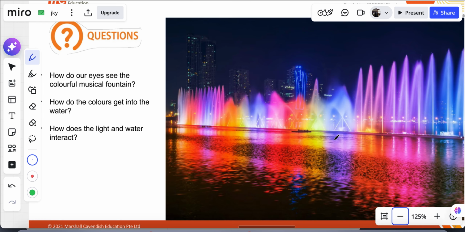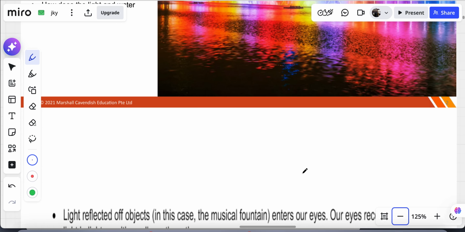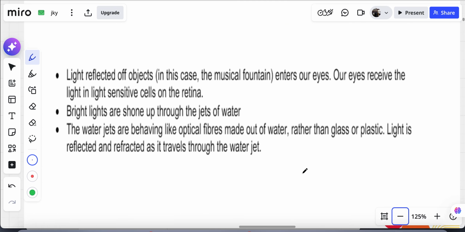Now, how do the colors get into the water? By reflection, right? They reflected into the water. And how do the light and water interact? When they touch each other, they reflect, okay? Because light is able to reflect. Now, as a result of that, let's talk a little bit about reflection.